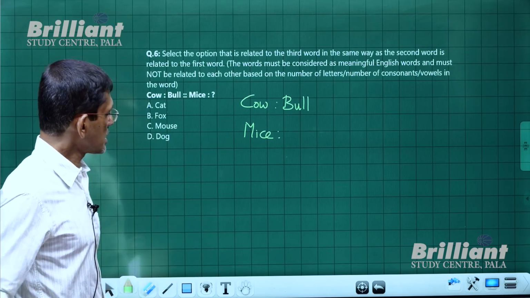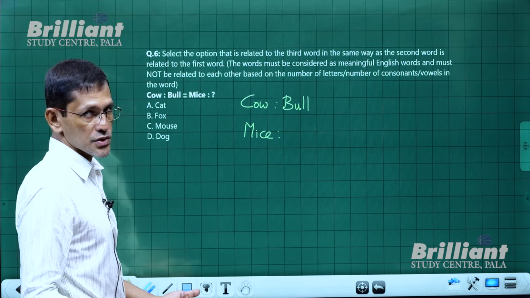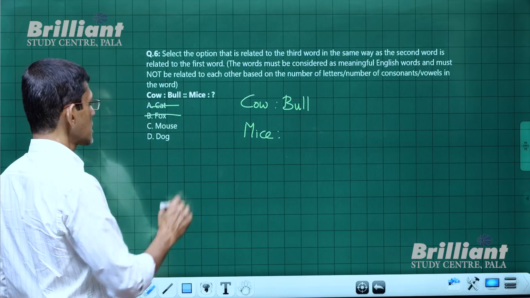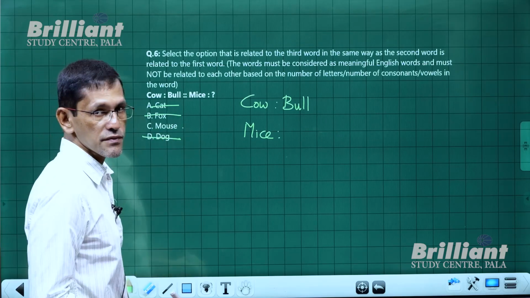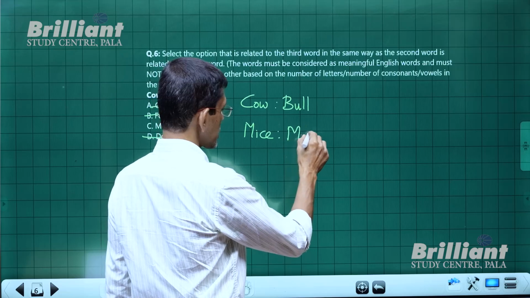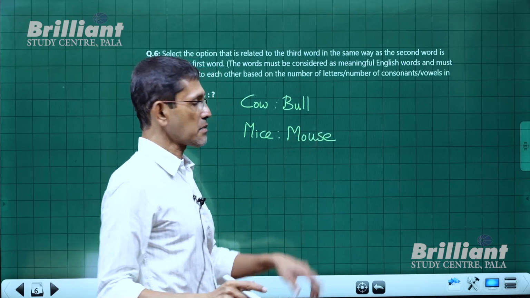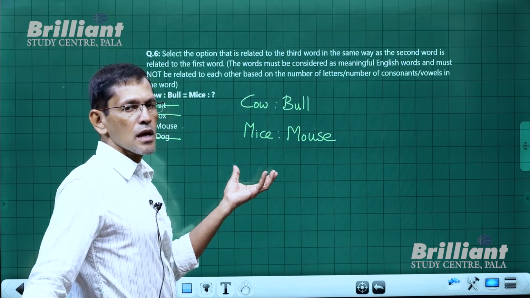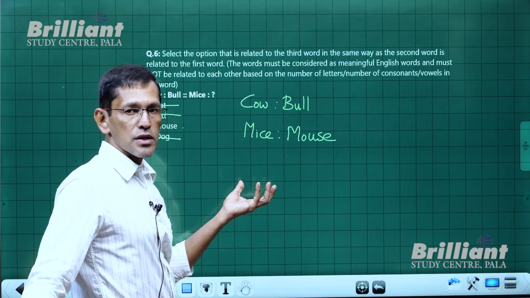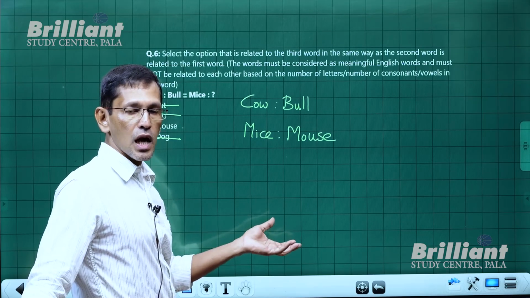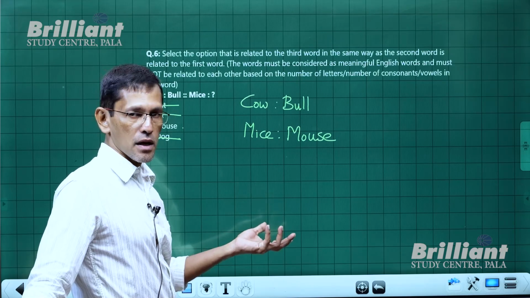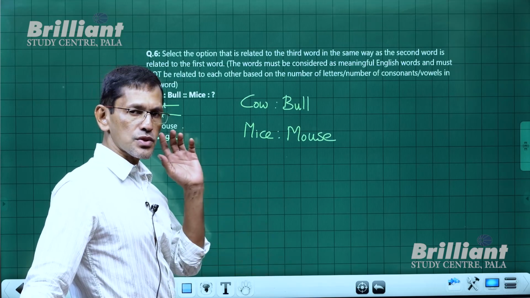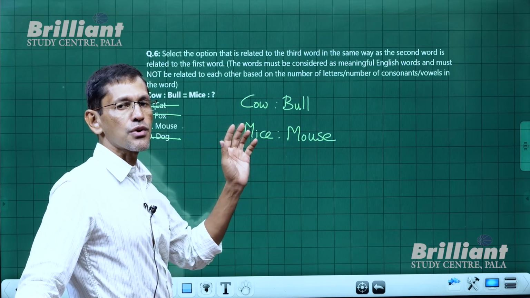So here cat. Well, cat is not the male of the rodent mice, right? So cat is not the answer, fox is not the answer, dog is not the answer. So the only possibility we have is mouse. So it looks like mice is a female and mouse is the male, but it is not the case. The female rodent is known as doe, D-O-E, and the male one is buck. So this mice and mouse, it's actually singular and plural. So the question is not perfect.